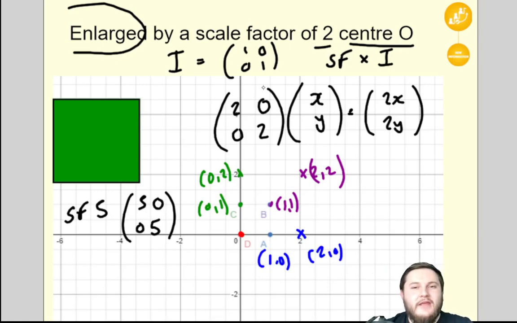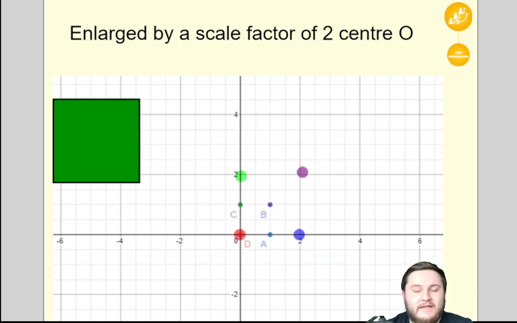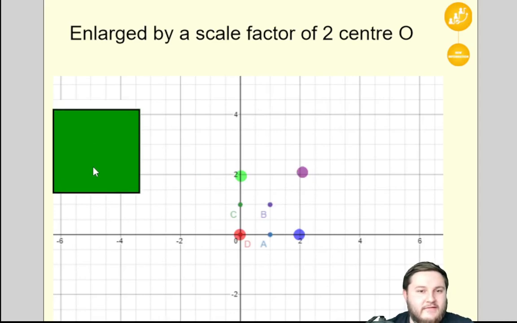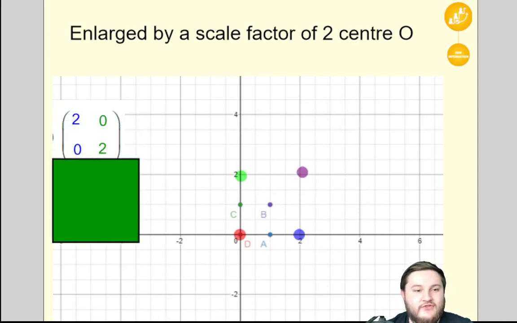So if you want to enlarge by any scale factor, you could even do scale factor 1/2. It would be 0.5, 0, 0, 0.5, right? If you wanted to do a half scale factor. So the key idea here is that if you want to enlarge by a scale factor, it is just the scale factor times the identity matrix, whatever scale factor you want. And as we've already discussed, here it's 2, 0, 0, 2.